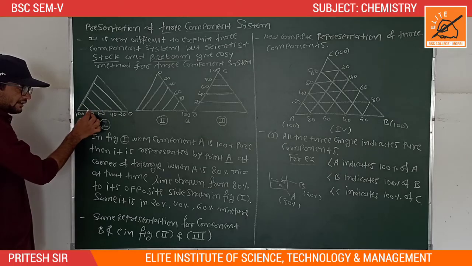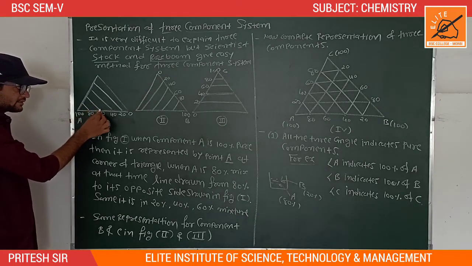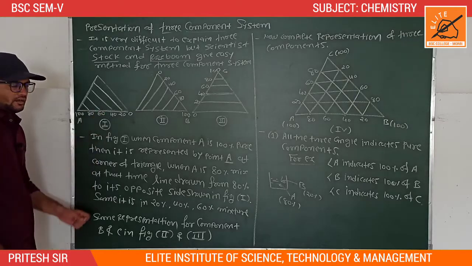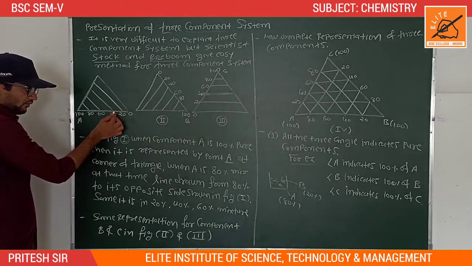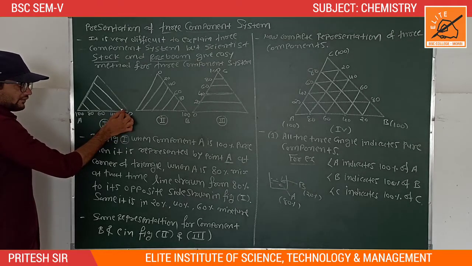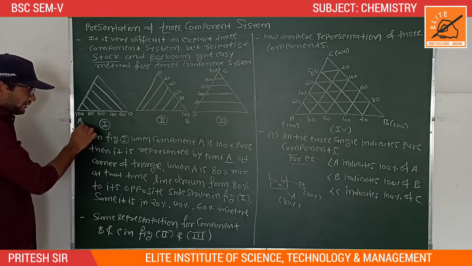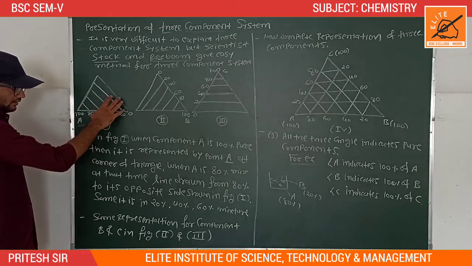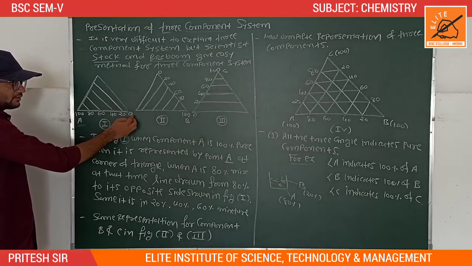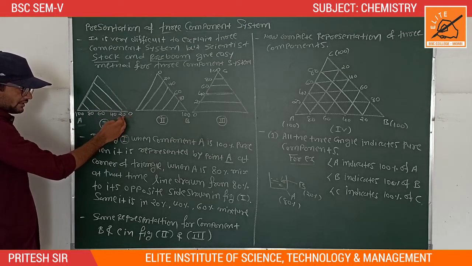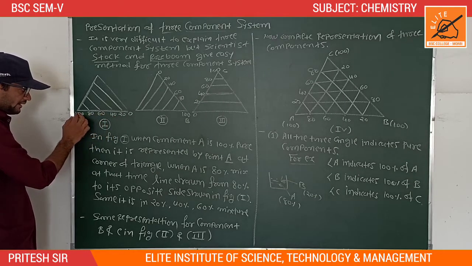This point indicates the value of A is 80%. This point indicates the value of A is 60%. This point indicates the value of A is 40%, and this point indicates the value of A is 20%. Okay, so this figure is only for component A, where the value of A is 0%, 20%, 40%, 60%, 80%, and 100%.